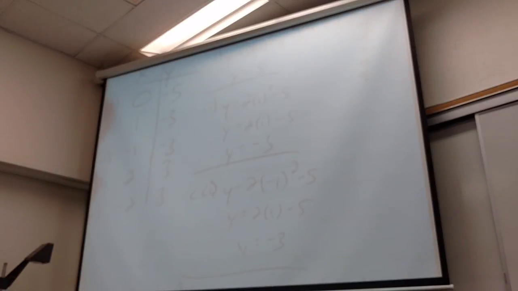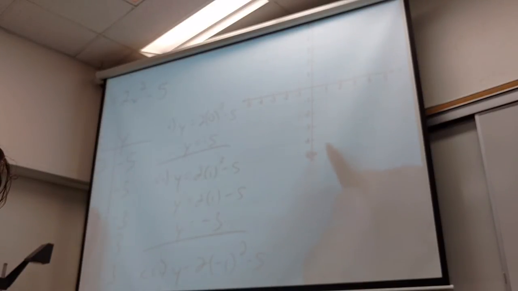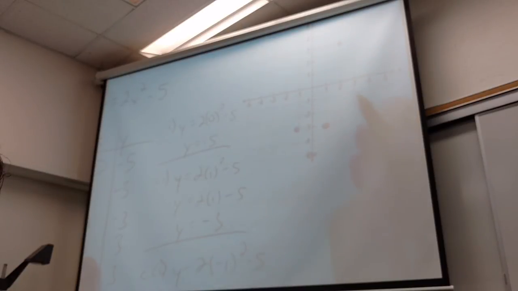So let's graph this and see what it looks like. Where's 0, negative 5? Left 0 and down 5. Don't move left or right at all. Just move down 5. 1, negative 3: right 1, down 3. Negative 1, negative 3: oops, back 1, down 3. Is that cool? 2, 3: over 2, up 3. And negative 2, 3: back 2, up 3.